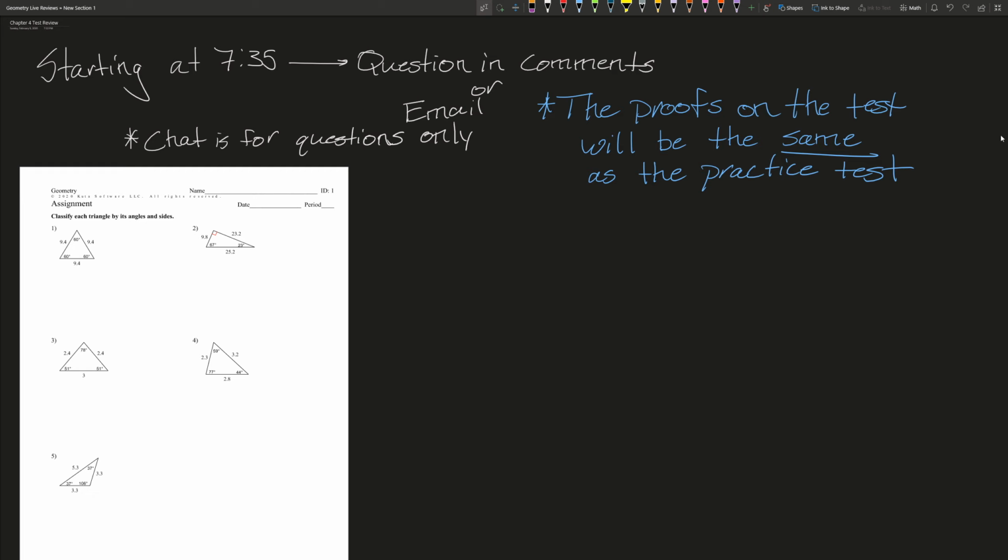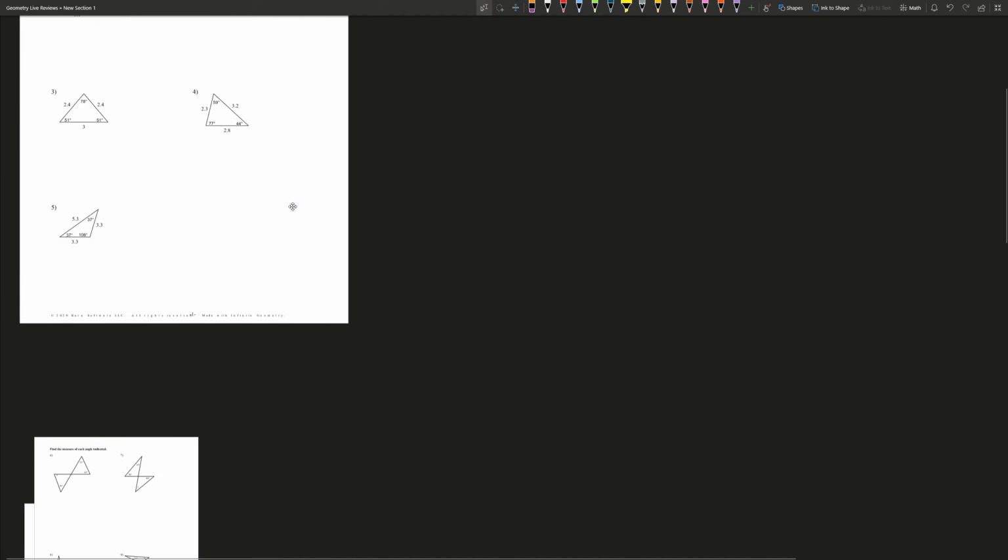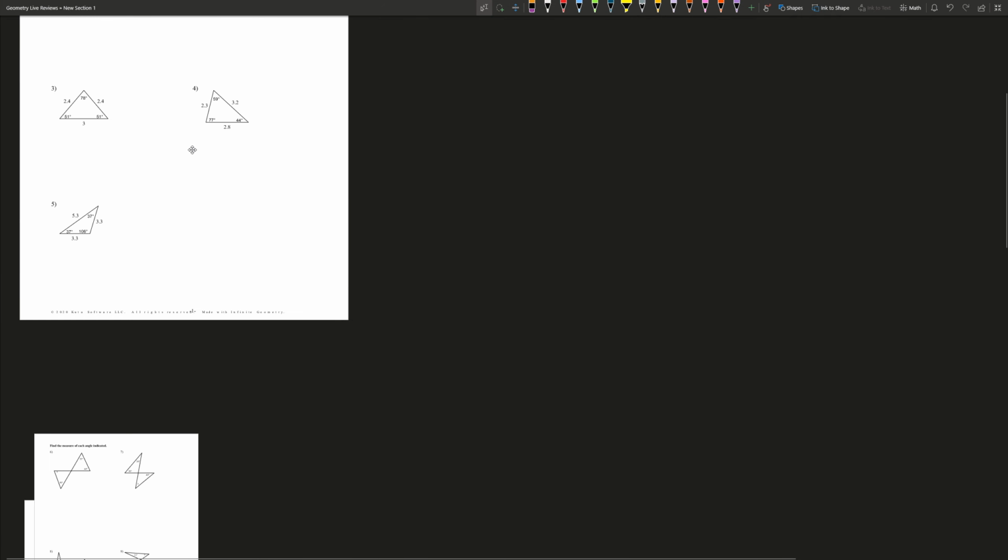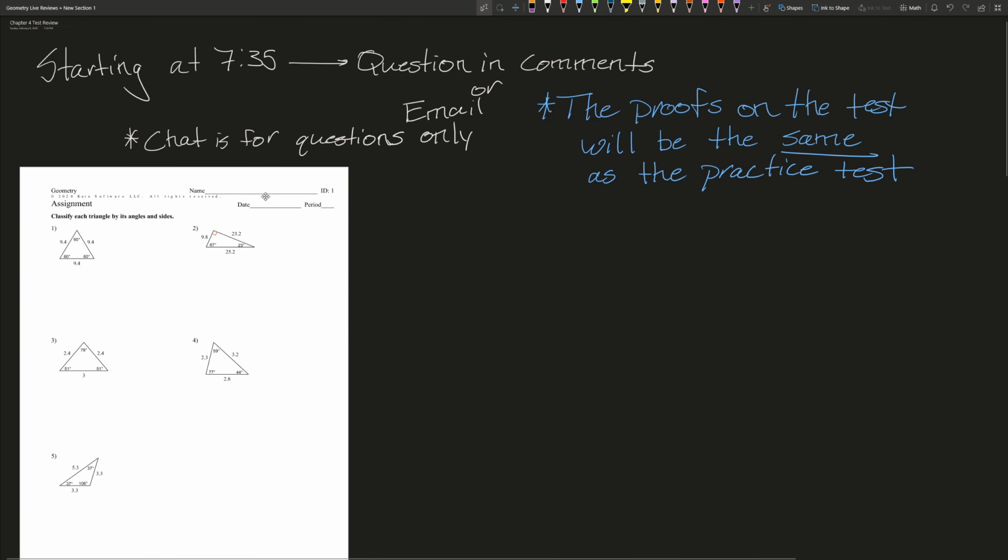All right. As usual, I'm just going to go over this test. I do have a second version of these first couple of pages ready to go, so we can go over that as well. The proofs that were on the practice test are going to be the exact same that you will see on the test. So I'm not going to go over those, or at least I'm not going to do them. I'm willing to answer a couple of questions about it, but if I feel like I'm just going to end up doing the proof for you, I'll stop.